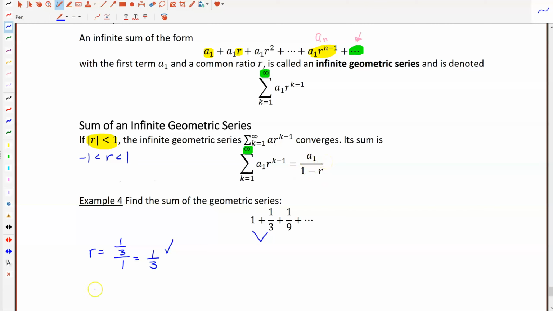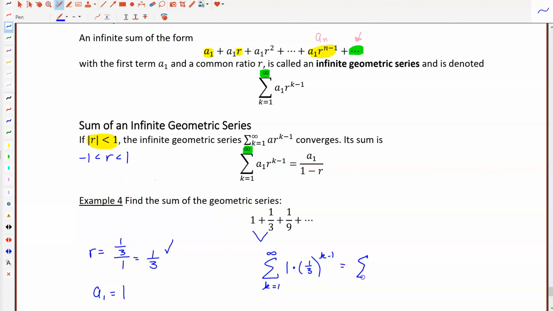In order to use it, I also need my first term. So my a sub 1, my first term in my sequence is 1. Now, I don't necessarily have to write it in the summation notation, but I'm going to because I want to stress how to write it. So we write our sigma. K is equal to 1 is my lower index. The infinity symbol is on the top. And then for my nth term, my a sub 1 is 1 times my common ratio, which is 1/3 to the k minus 1.